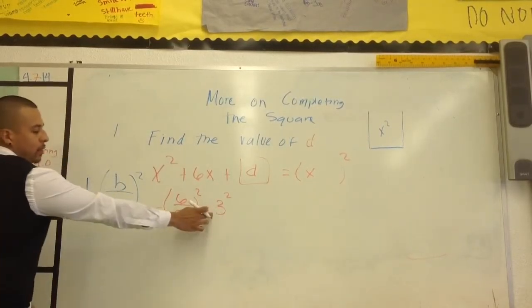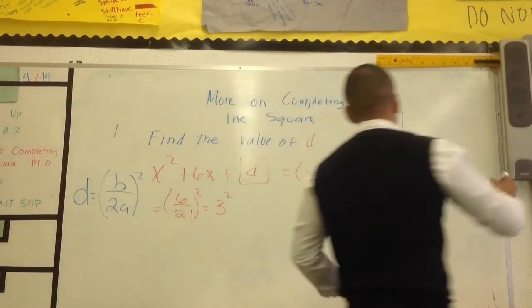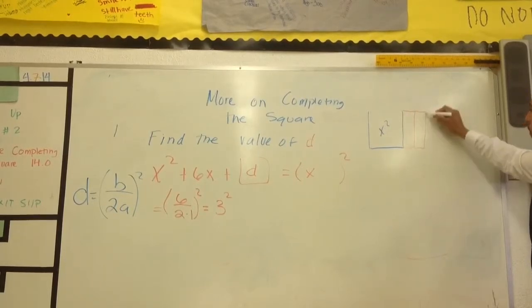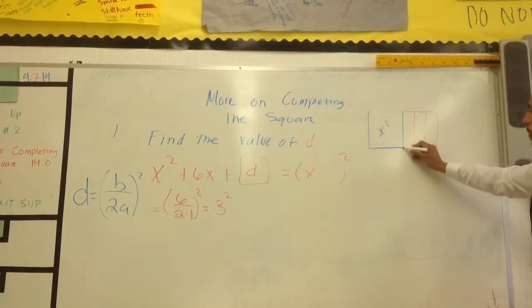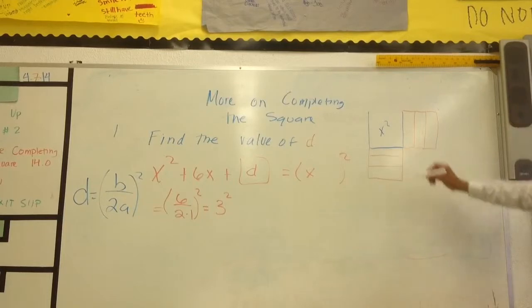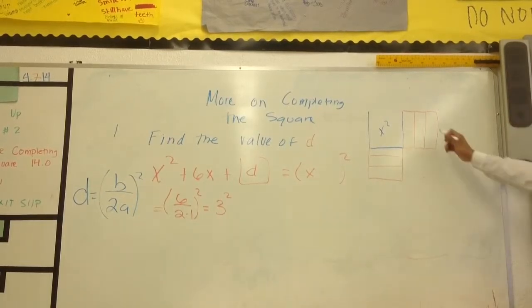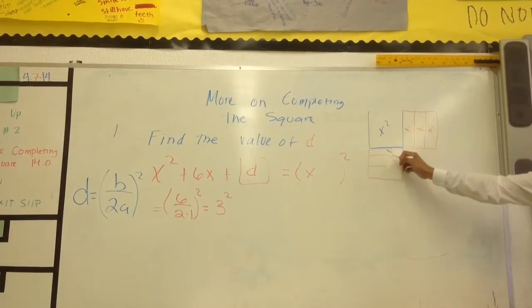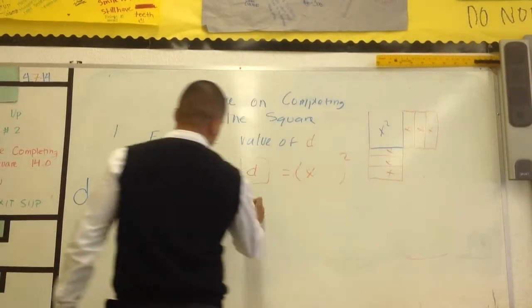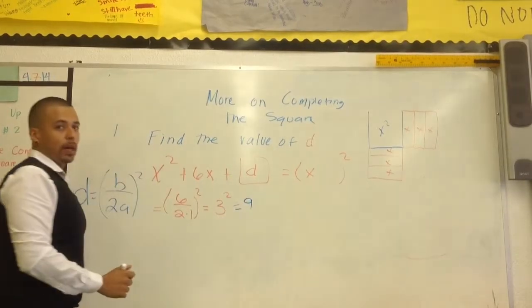3 squared. So I'm going to take that 3. Okay, and I'm going to say, well, then I better have 3 x's. And remember, it's a sketch. It doesn't have to be perfect. Okay? And you're going to label them. So I'm going to have x, x, x, x, x, x. How many x's do I have? 6. Okay? So right now, I'm going to complete the square. How many should I have there? 9. Because that 3 squared is equal to 9. So I already know that the D value is 9.